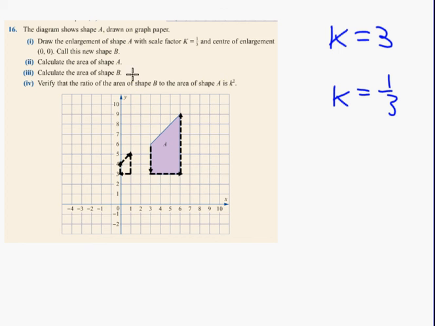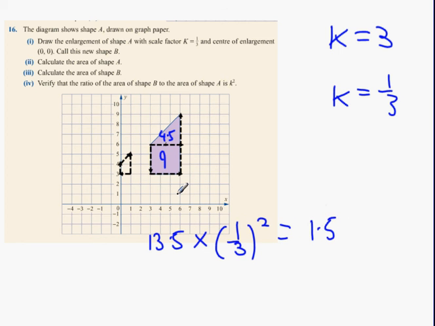Now, calculate the area. The area is easy to do because we must do half base by height quite easily. So that's 3 by 3, which is 9. The other one is half 3 by 3, half base by height, which is 4.5. So the original was 13.5. Multiply by the scale factor squared. So it's going to be 9 times smaller, 1/3 squared. That's going to give me 1.5. You can see it there, half a square plus a full square. So shape A, shape B, done.